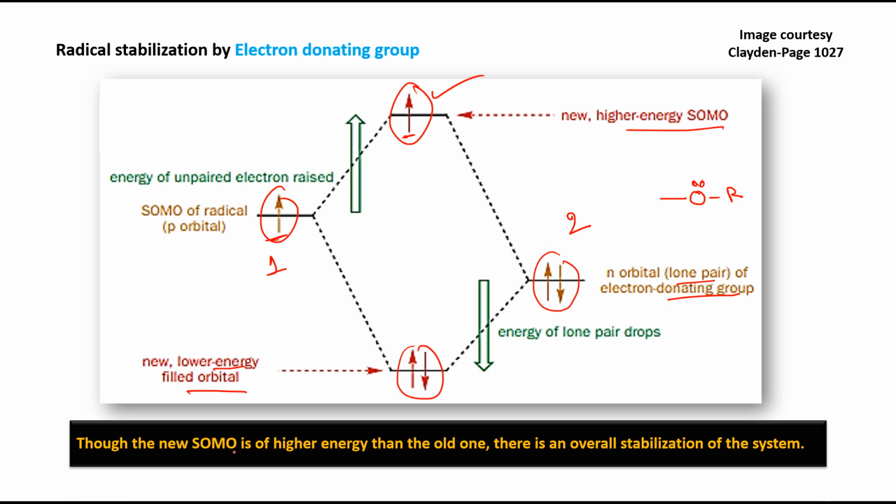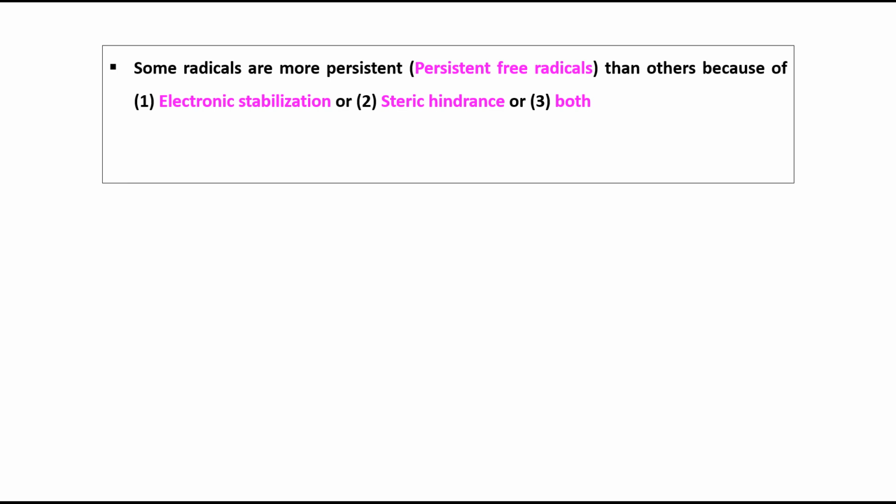So though the new SOMO is of higher energy than the old one, we have to consider the overall stabilization of the system. 2 electrons are now in lower energy, and only 1 electron is in higher energy. Considering this overall effect, we can say that radicals can be stabilized by electron donating groups. So we have now seen in the MO diagram how both electron donating and withdrawing groups stabilize the radicals. Next we have to see some examples of persistent free radicals.